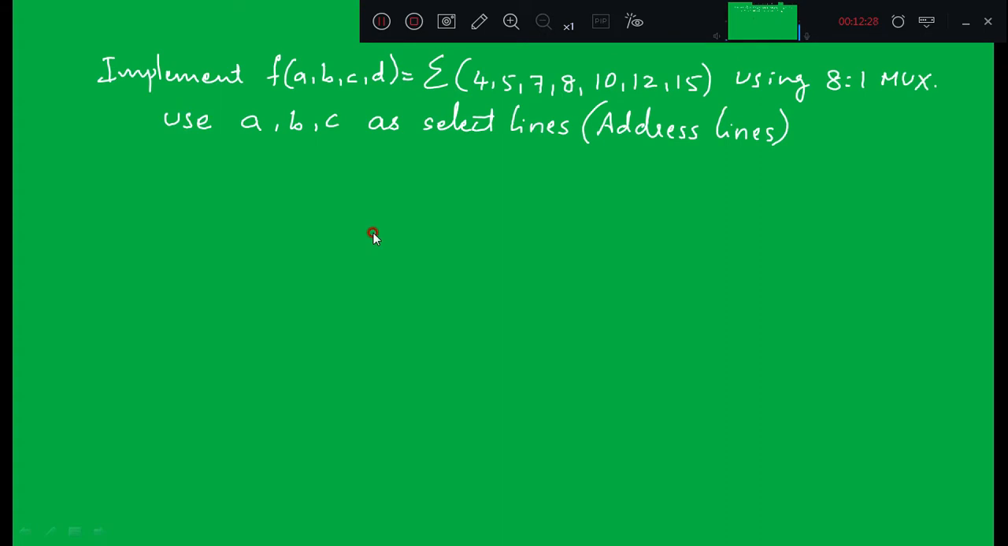Okay, next we will solve one more problem similar to this, right? So in the next slide, I will solve one more problem using 74151, that is the 8:1 mux, right? Again we will take 4 inputs, and in the next example I'll solve it using a 4:1 mux. So let us take the second example. We will implement this given function using the 8:1 mux again, right?